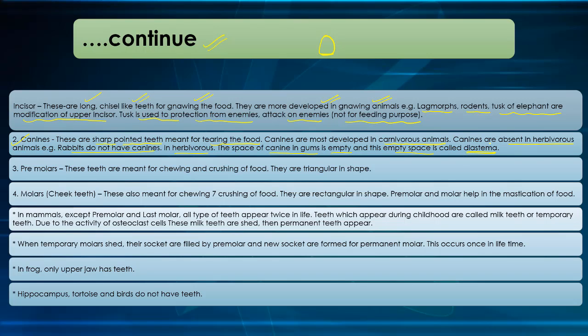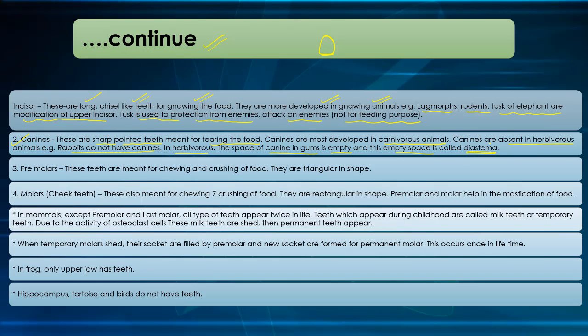Diastema. Canines are sharp pointed teeth for tearing of the food. Canines are mostly developed in carnivorous animals. Canines are absent in herbivorous animals. Rabbits do not have canines. In herbivores, the space of the canine in the gums is empty, and this empty space is called diastema.